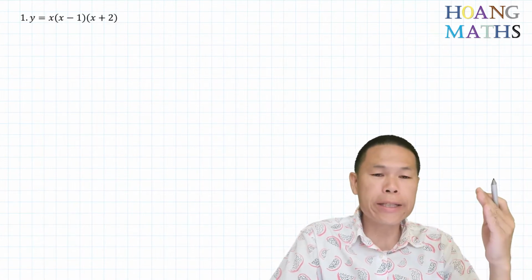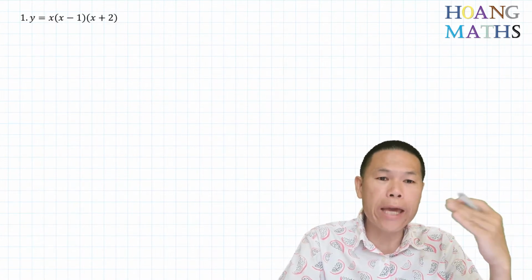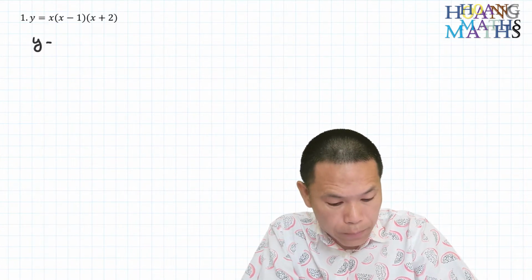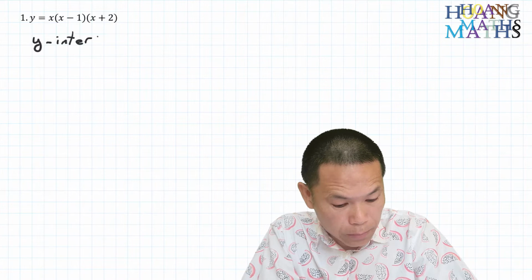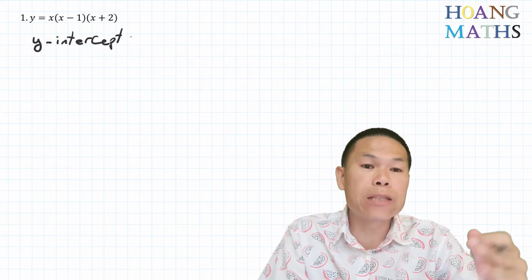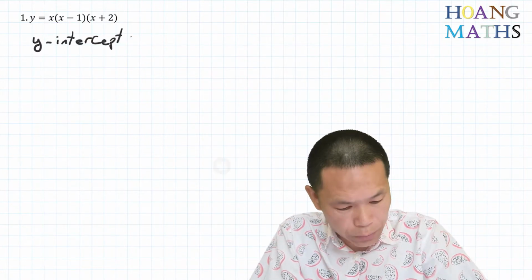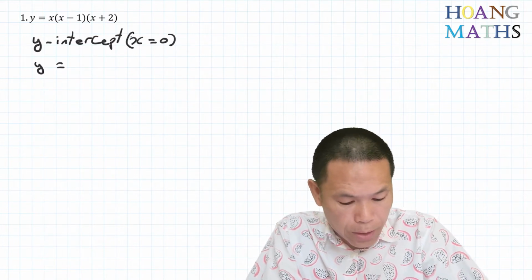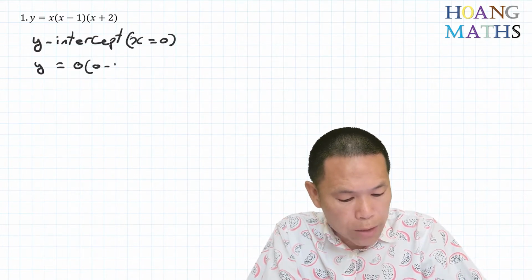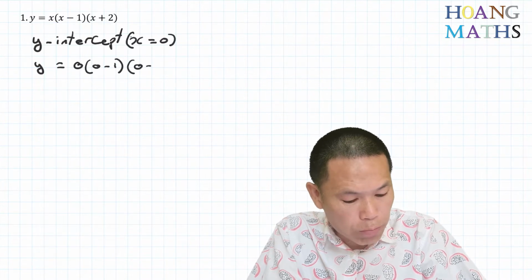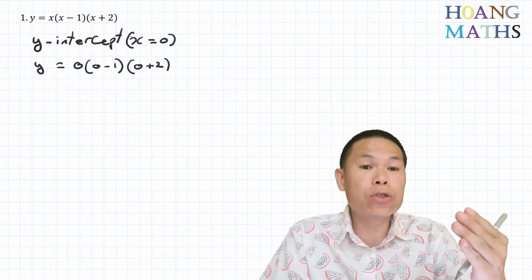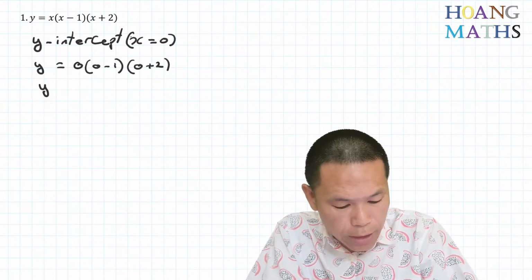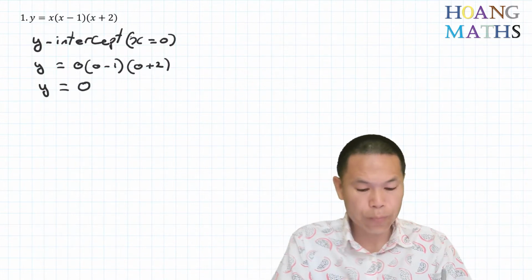To find the y-intercept, remember we make x equal to 0. So let me write this down. Y-intercept. This means that when x is equal to 0, y will give me 0, 0 minus 1, and 0 plus 2. And 0 times any number will give me 0. So therefore, the y-intercept of this is equal to 0.